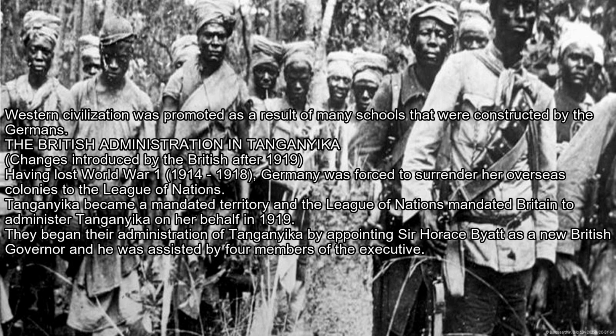They began their administration of Tanganyika by appointing Sir Horace Barrett as a new British governor, and he was assisted by 4 members of the executive. In his administration, Barrett retained the Akidas and Jums and generally the whole German administration. He was later accused of failing to put Tanganyika back on a serious recovery track, and he was thus replaced by a new governor, Sir Donald Cameron, in 1925.